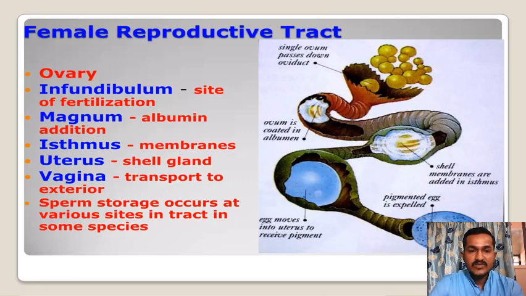Then this uterus is followed by the next organ of the oviduct, which is known as the vagina. Understand? And it acts as a transport to the exterior, and sperm storage occurs at various sites in the tract in some species. Understand? In some hens, sperms are stored inside the magnum. In some, the oviduct stores sperms inside the isthmus. Then some hens store sperms inside the uterus, that is the site of storage.